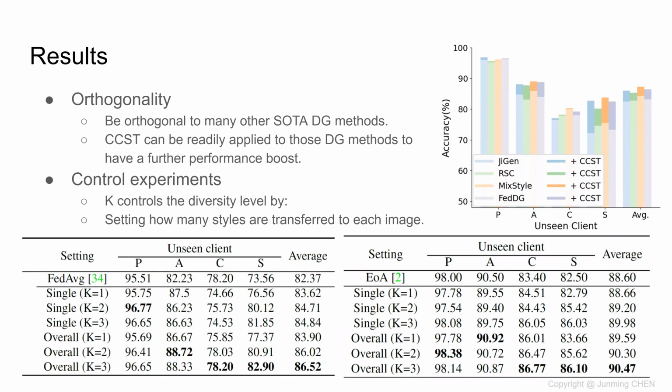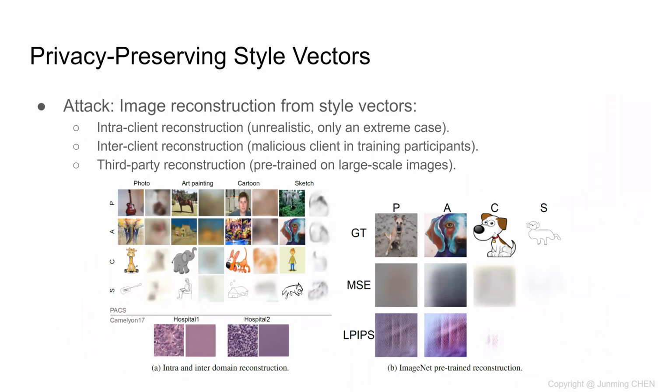The diversity of our CCST can be controlled by a hyperparameter K. From the table, we can see normally larger diversity level leads to better generalization performance. We also give an intuitive and experimental analysis on the privacy-preserving performance of our style vectors. The results demonstrate that one can hardly reconstruct the original images merely from the style vectors using the generator from a SOTA GAN in FL setting.